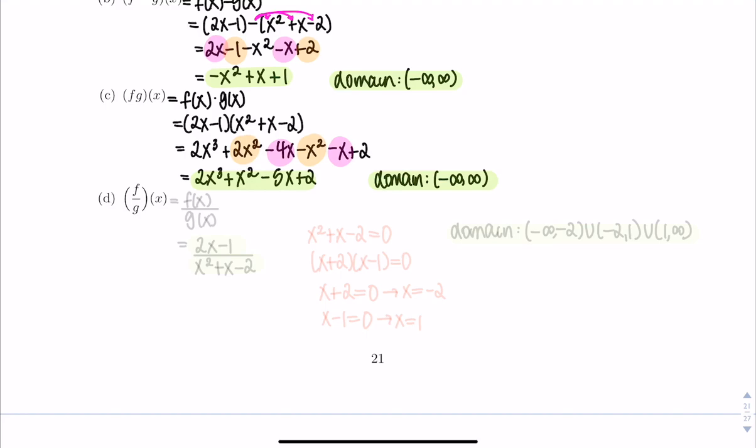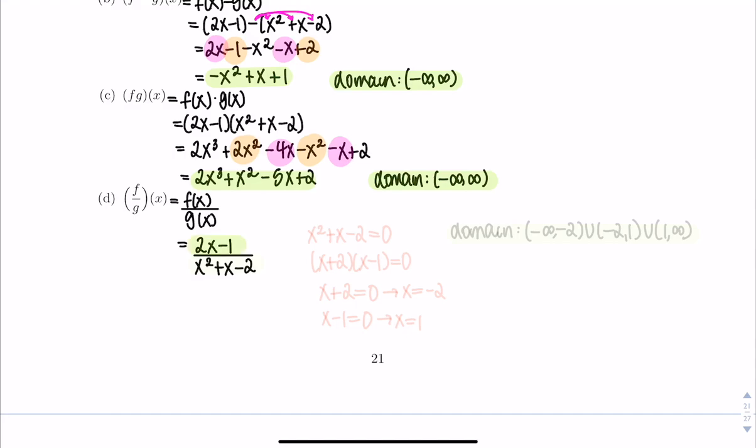So (f/g)(x), that's f(x) divided by g(x), but that's 2x minus 1 over x squared plus x minus 2. And that can't be simplified at all, so we're just going to leave it.